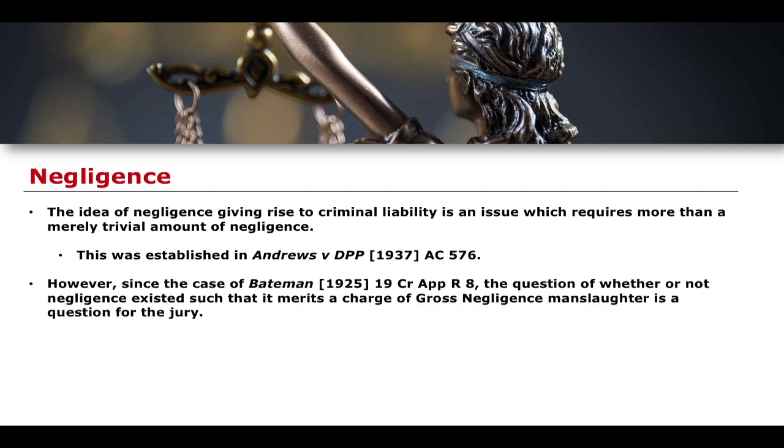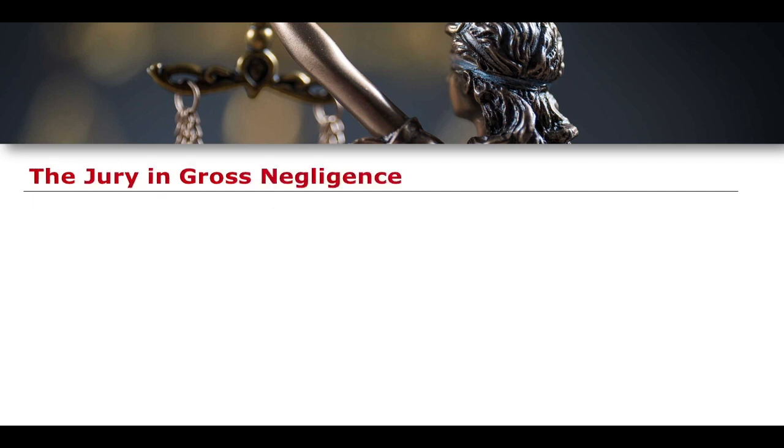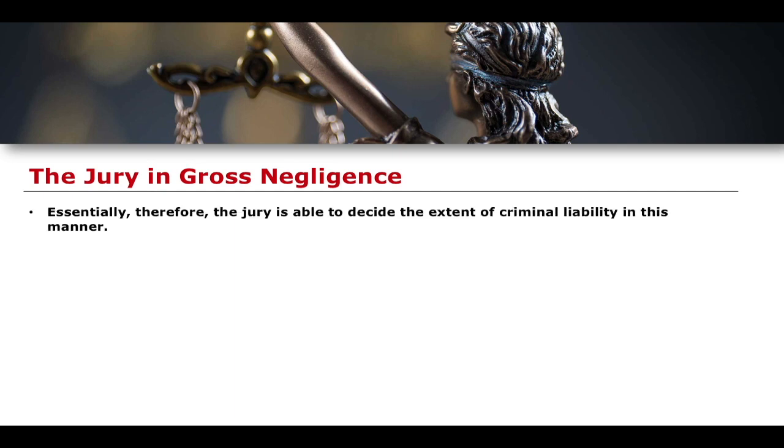In addition to this, since the case of Bateman from 1925, the question of whether or not negligence existed such that it merits a charge of gross negligence manslaughter, so whether or not the level of negligence meets the level of criminal liability for the purposes of manslaughter cases, is actually a question for the jury. It's a question of fact. It's an evidential standard that is going to have to be answered by a jury. And this places quite a lot of responsibility on the jury in gross negligence cases, because essentially the jury is able to decide the extent of criminal liability in any given situation.